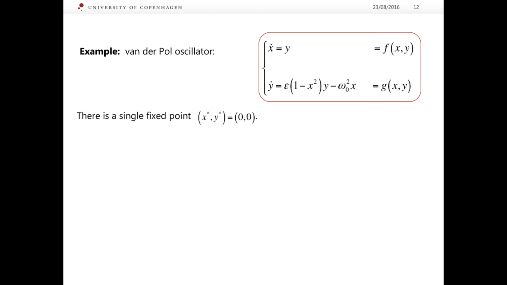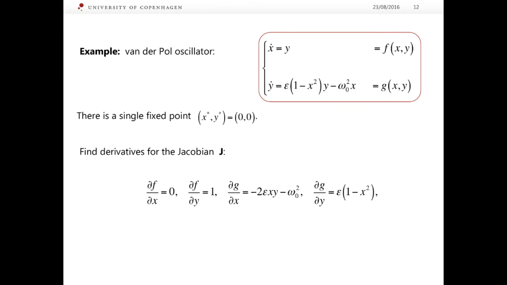We already know that the van der Pol oscillator has a single fixed point at the origin with coordinates 0 and 0. To analyze stability of this fixed point, we need to form the Jacobian, and in order to do that, we need to find partial derivatives of the functions f and g at the fixed point. So find these derivatives as follows. First of all, look at the function f.